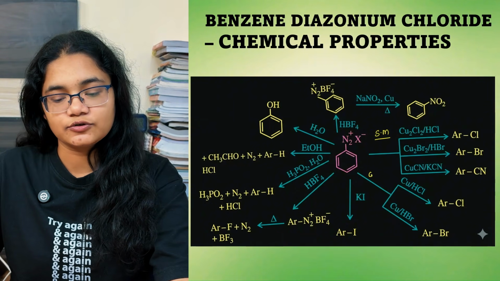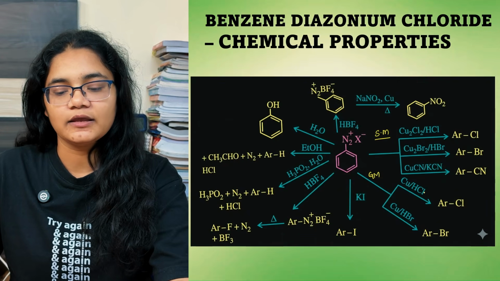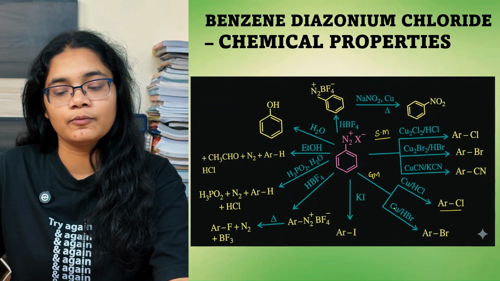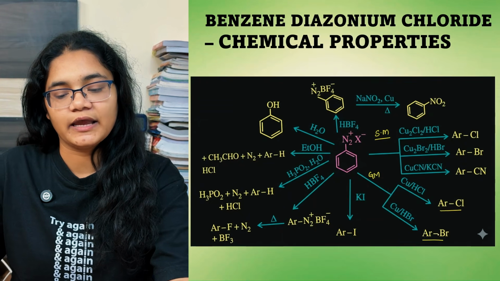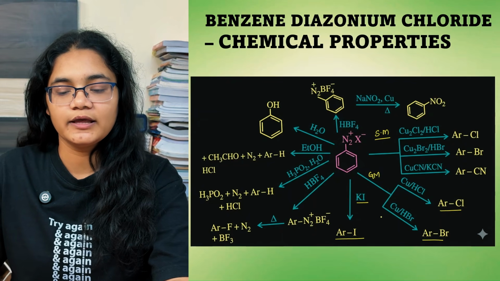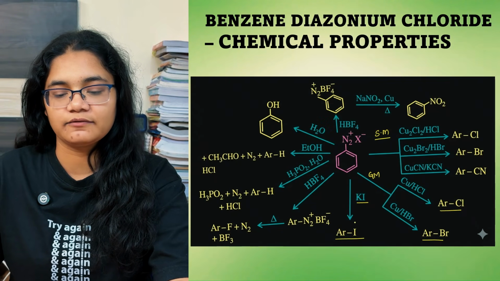Now there is also one more reaction, Gattermann-Koch reaction. Sorry, Gattermann reaction. Here, if you just treat it with copper powder and HCl, you will get chlorobenzene. Copper powder and HBr, you will get bromobenzene. And if you treat it with KI, you will get iodobenzene. So this is all about replacement with Cl minus and replacement with I minus.